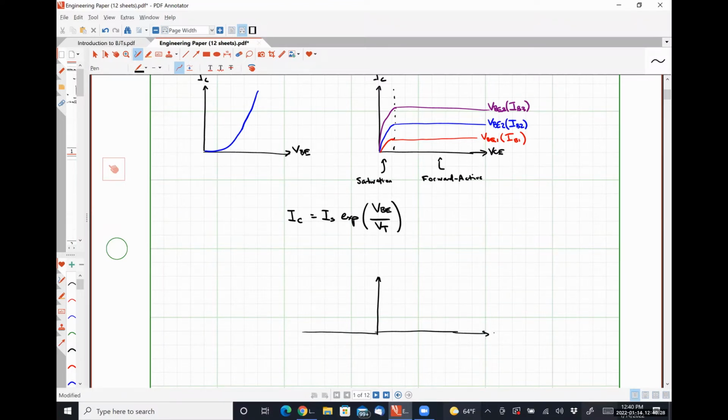So if this is VCE, let's do the purple curve for the sake of argument. It's going to look exactly the same in saturation. Why won't the early effect cause anything to change during saturation region operation? It's a great test question.